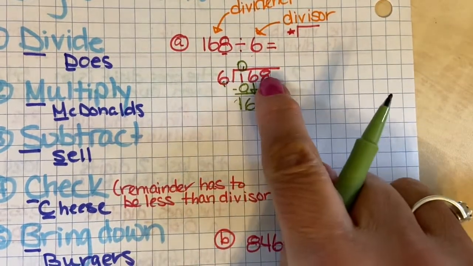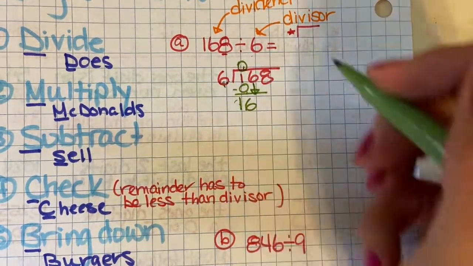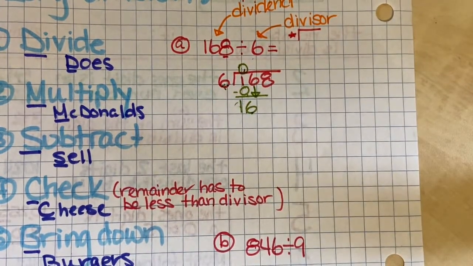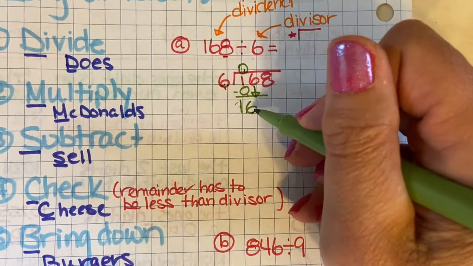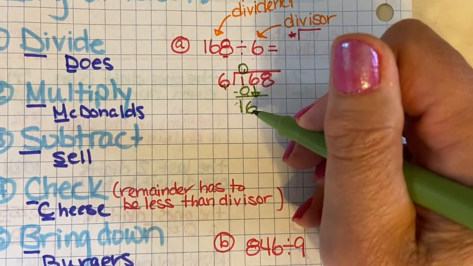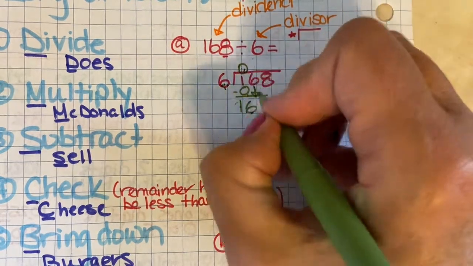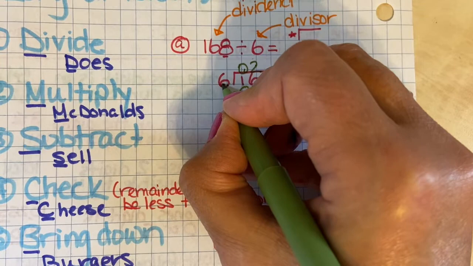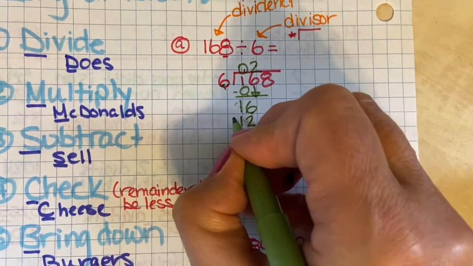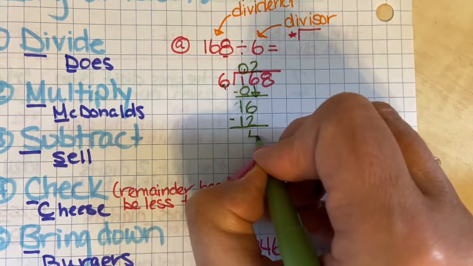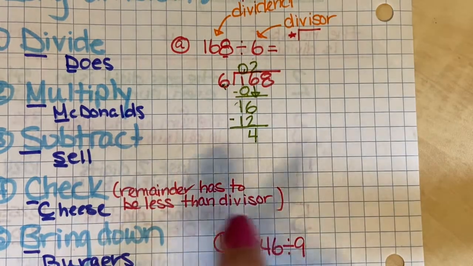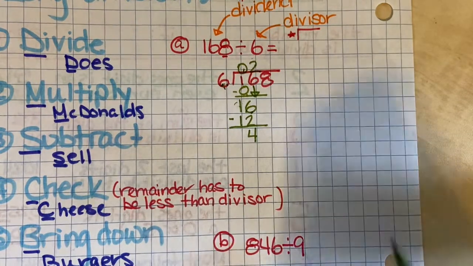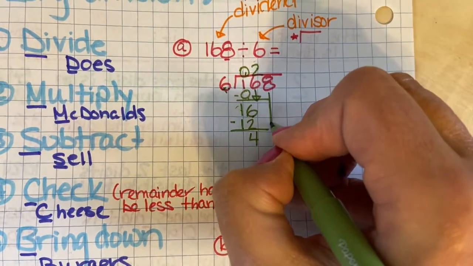Now, all I'm using these numbers for is to bring down. Does 6 go into 16? Not evenly, but it does go into it, right? How many 6s fit into 16? Well, 2 times 6 is 12. 3 times 6 is 18. 18 is too many, so I would say 2. This is my multiply step. 2 times 6 is 12. I'm going to subtract it. I get 4. I'm going to check, is 4 less than 6? Yes, so that means I'm doing well. Then I'm going to bring down my next number.